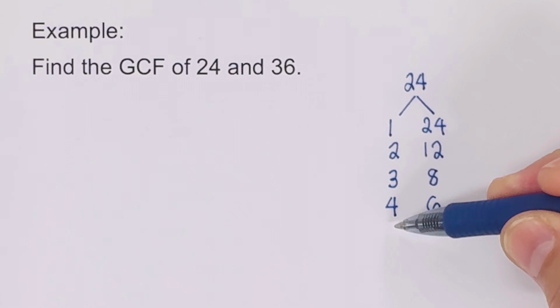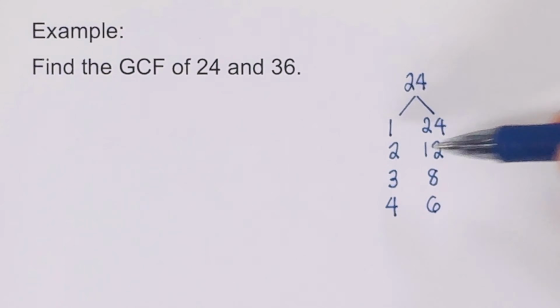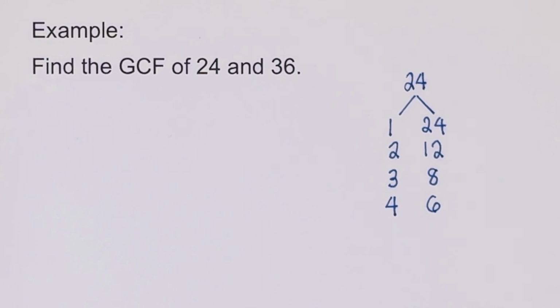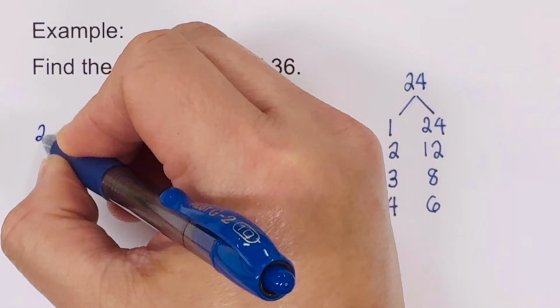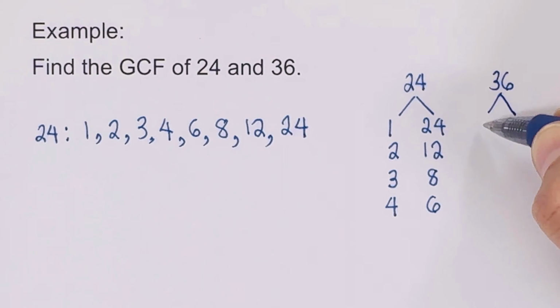5 doesn't work with 24. 6, we already have it. So that means these are all the factors of 24. So I'm going to go ahead and write that down here. Now let's have the factors of 36. So I'm going to show the work down here. Again, we always start with 1.